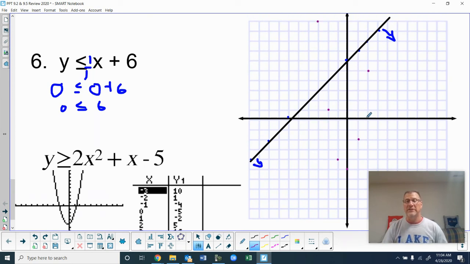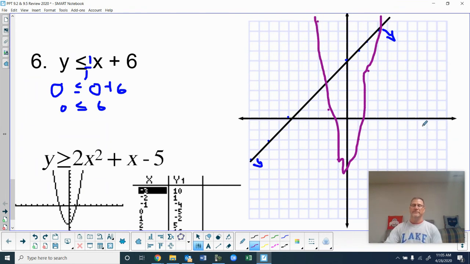Where's the bottom of this thing at? It looks like the bottom's to the left there a little bit. Okay, so I'll just draw it. See if I can follow. Ooh, that's ugly. Sorry about that, but you get the idea.